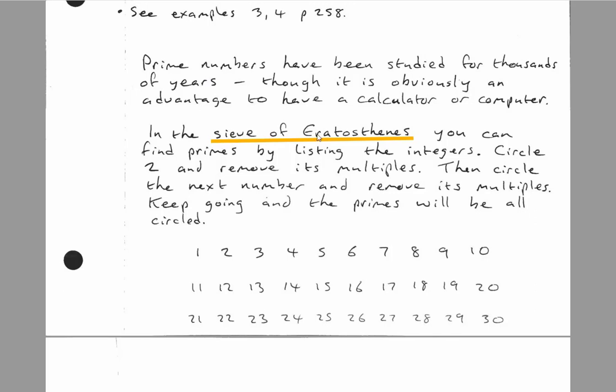The sieve of Eratosthenes is one way to find prime numbers kind of systematically. Okay, it's an ancient Greek mathematician. So how does it work? Well, you start with a list of numbers, say as far as you want to go, say up to 30.